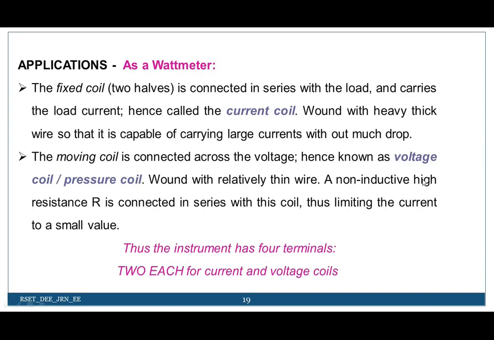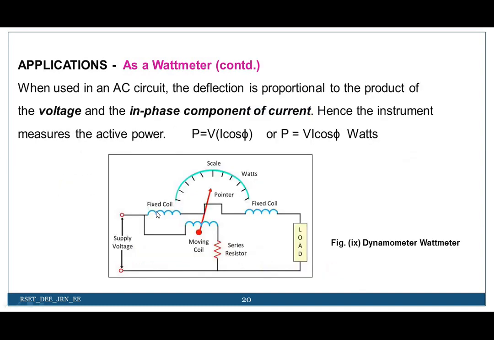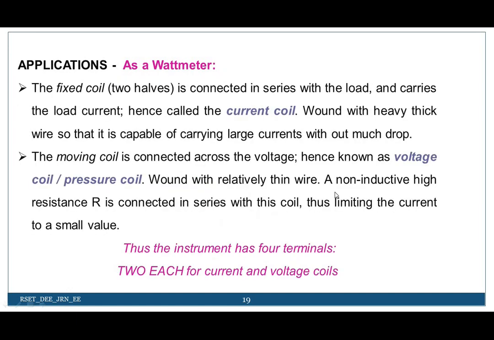Now dynamometer type instruments are commonly used as wattmeter. We'll look into it. We had seen that there are two fixed coils, two halves, and they are connected in series. We'll see the diagram. They are connected in series with the load, and it carries the load current. You can see these two are the fixed coils connected in series, and that is connected in series with the load. Hence it is called the current coil, wound with heavy thick wire, so that it is capable of carrying large currents without much drop.